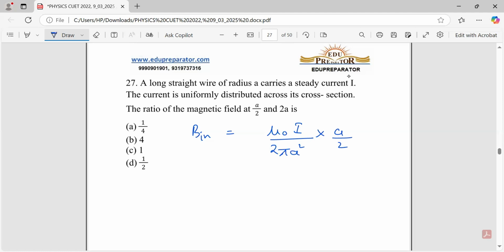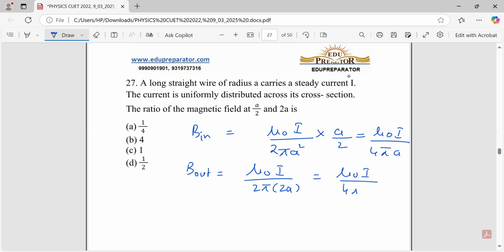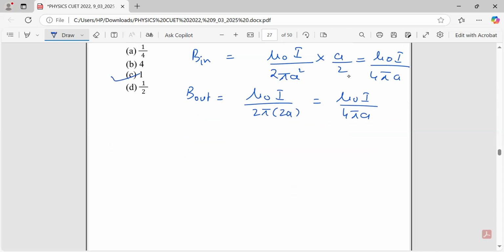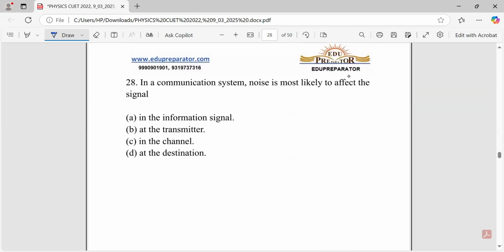So if we simplify this value, this is equal to mu naught I upon 4 pi a. And beta, if we look at the magnetic field outside for a straight wire, mu naught I upon 2 pi r, where r is 2a, this is equal to mu naught I upon 4 pi a. You can easily see the two values are the same, so the ratio will be 1:1. Then question number 28 is the topic which people have not studied.